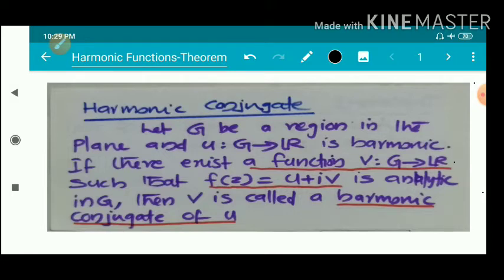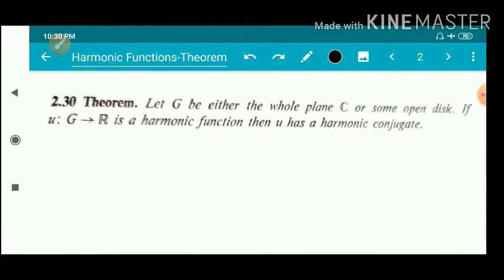That is, if there exists a harmonic function u in a region G, then another function v is called a harmonic conjugate of u if there exists an analytic function of the form f of z equal to u plus iv, that is, u as the real part and v as the imaginary part. Then v is called the harmonic conjugate of u. Next we have a theorem related to the harmonic conjugate.